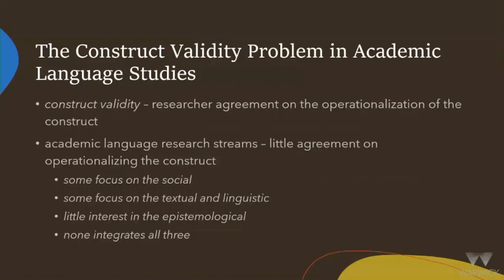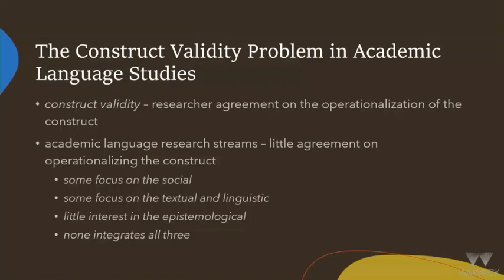I've called it here the construct validity problem in academic language studies. So in research, construct validity refers to researcher agreement on the operationalisation of the construct. This means when researching a complex phenomenon, such as academic language, researchers should generally agree on the research approach and how the phenomenon should be investigated and described and analysed.